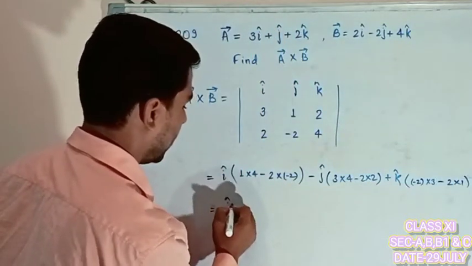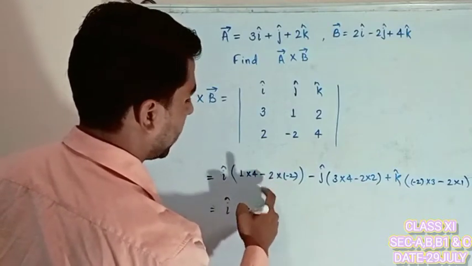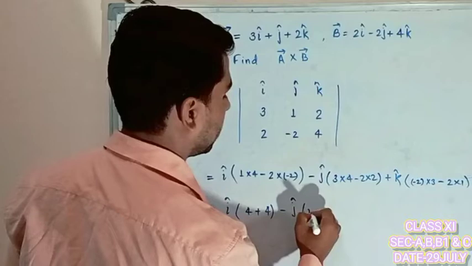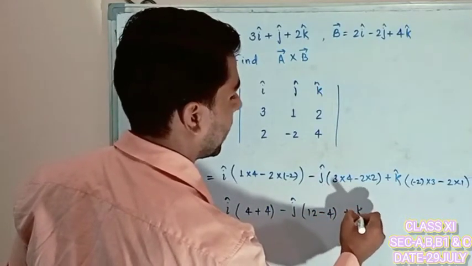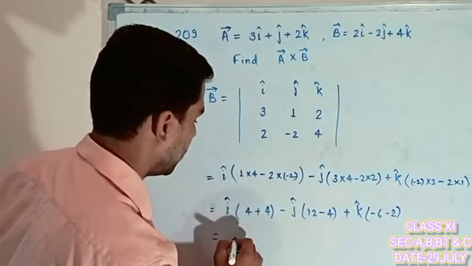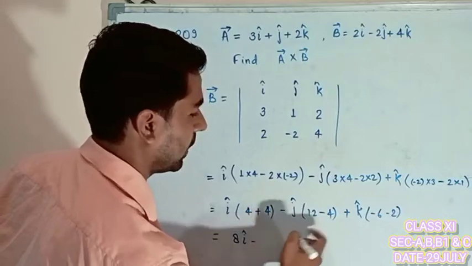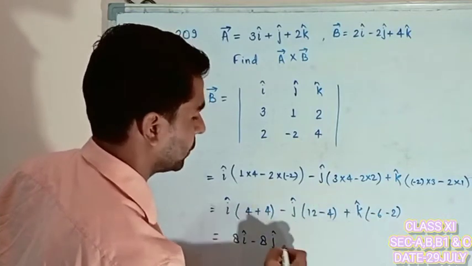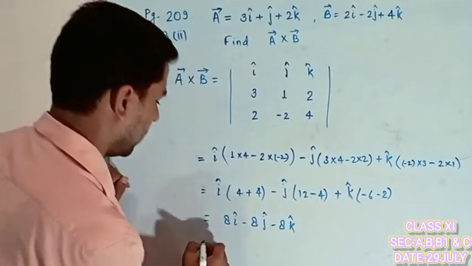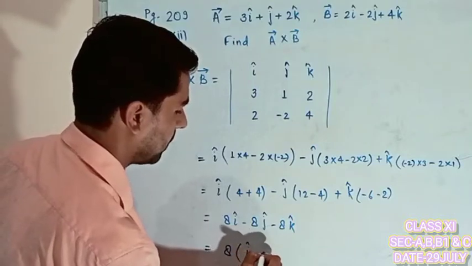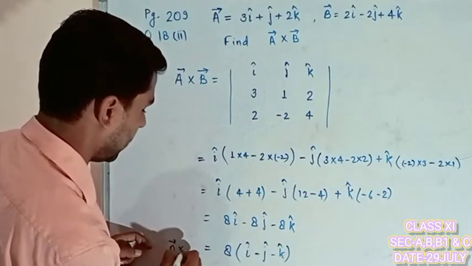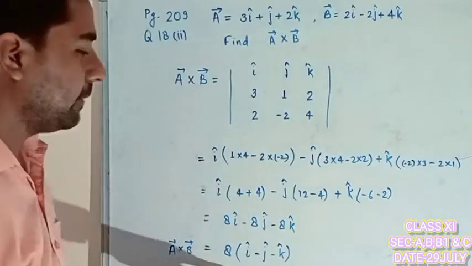On solving, i cap: 4, this minus becomes plus, and 2 2s are 4, minus j cap: 3 4s are 12 minus 2 2s are 4, plus k cap: minus 2 cross 3 makes minus 6, minus 2. On summing up, 4 4s are 8 i cap, minus 12 minus 4 is 8 j cap, and minus 6 minus 2 makes minus 8 k cap. So here is our answer. Simply we can also write 8 in bracket i cap minus j cap minus k cap. This is the value of vector A cross vector B.